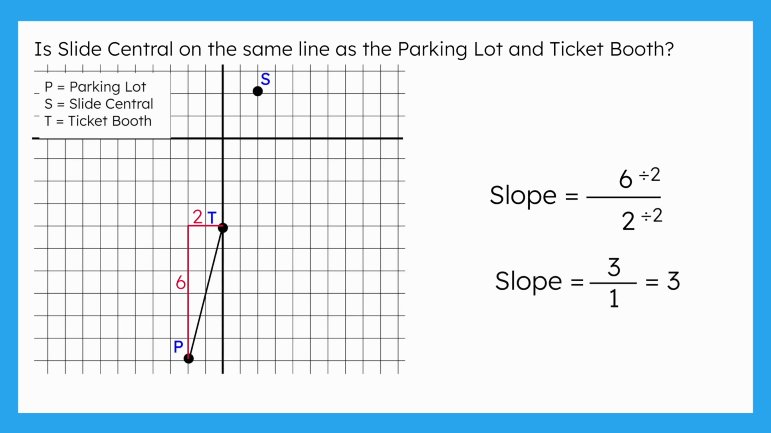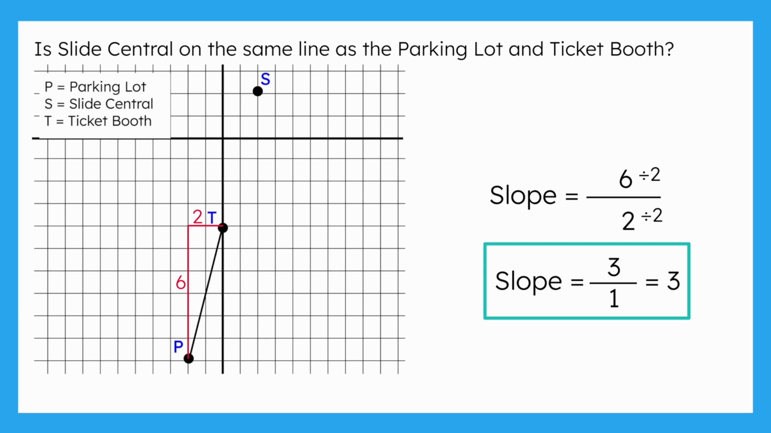We could continue simplifying that to just 3, but we usually write slope as a fraction. Don't forget to figure out the sign. The line is rising as it goes from left to right, so the slope is positive 3 over 1. Cool. But how does that help me get to Slide Central?